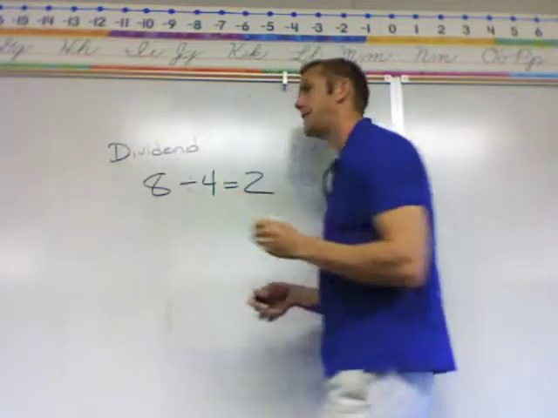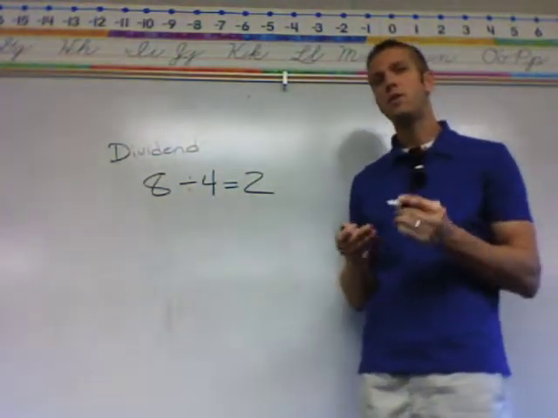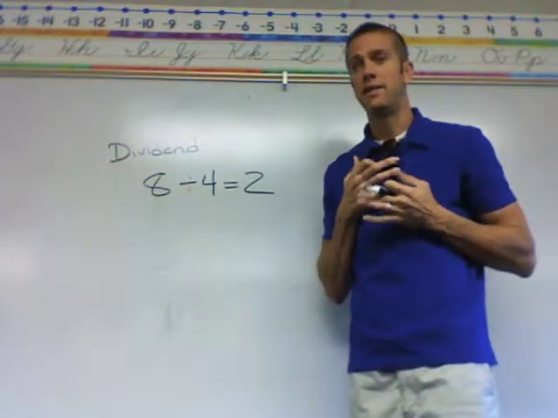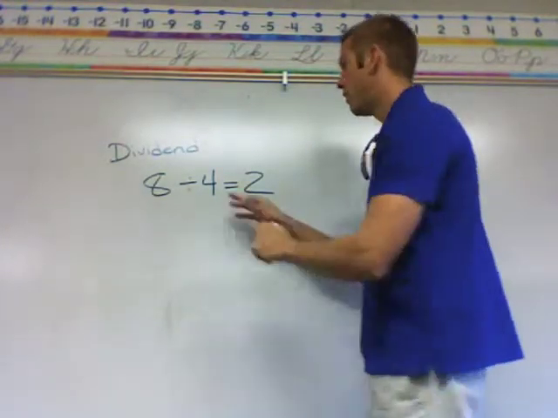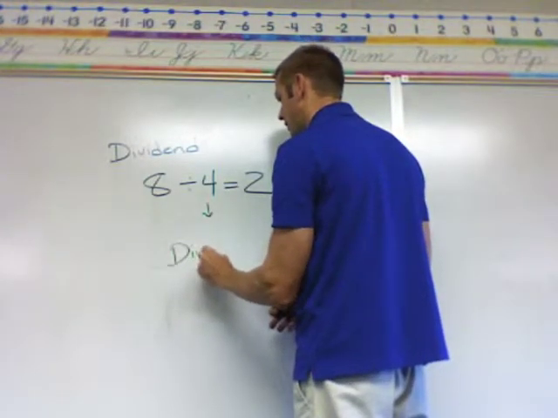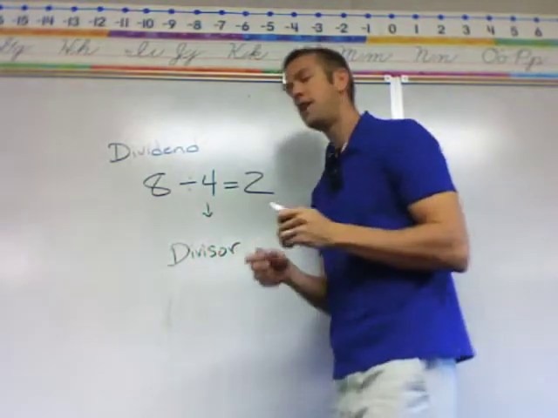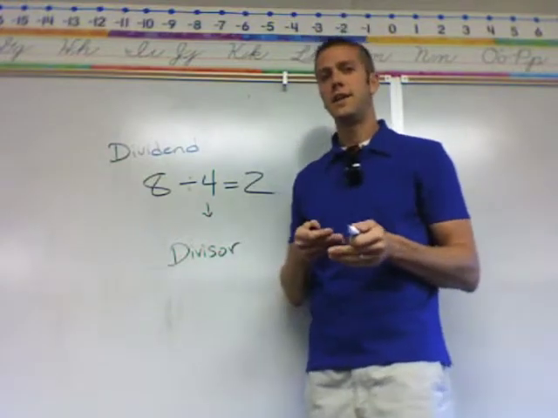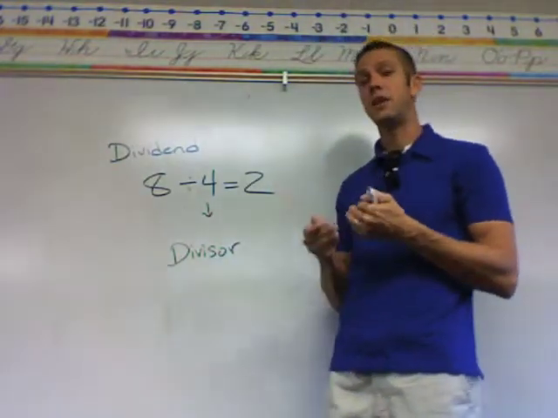D-I-V-I-D-E-N-D. Dividend. Okay? That's the number that's going to be divided. You have 8 cookies. It's going to be divided by friends. 4 here is the divisor. D-I-V-I-S-O-R. It's the number that's going to cut into the dividend. It's the number by which the dividend is going to be divided.